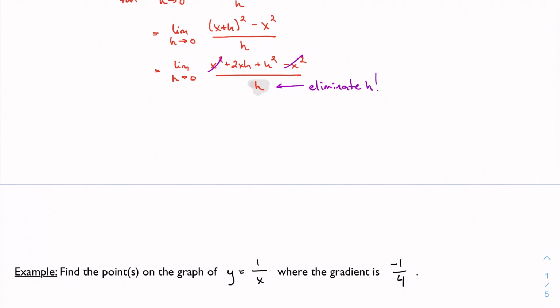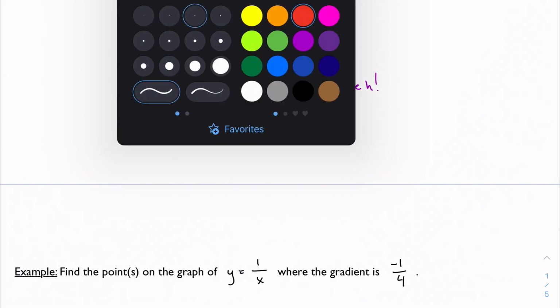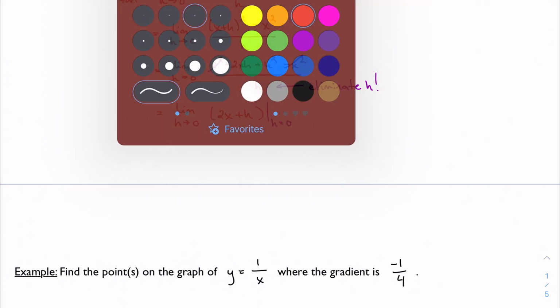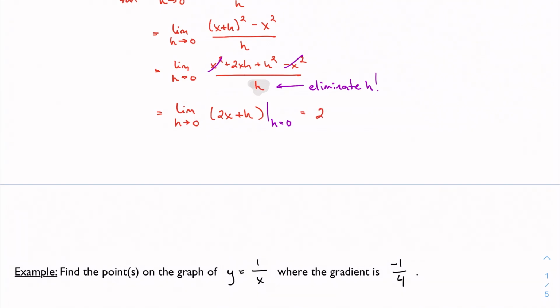Well, if I look at my numerator, I can factor out an h. I can cancel an h out of every single term up there, which will allow me to divide through. So I'm left with 2x plus h. And this is simplified as far as I can, so now I'm going to go ahead and evaluate this for h equals 0. That's what the bar means. And when I plug in 0 for h, I just get 2x.